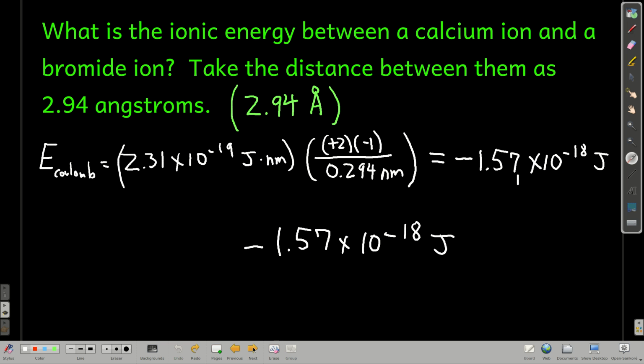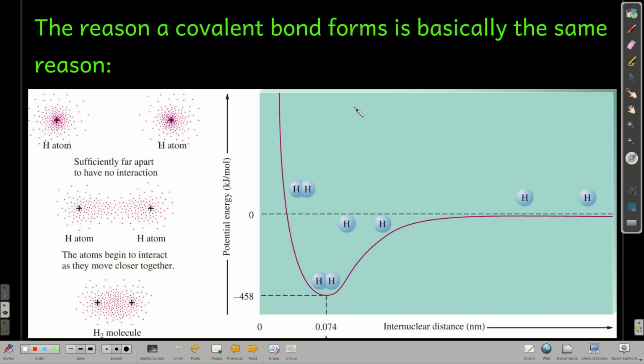All right, so now a covalent bond forms for basically the same reason as an ionic bond. It's trying to lower the energy of the system, the atoms, right? But here, let's look at two hydrogen atoms. And this graph, we're going to read it kind of strangely. We're going to start from the right and go this way.